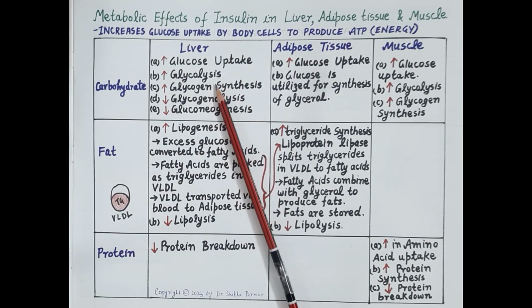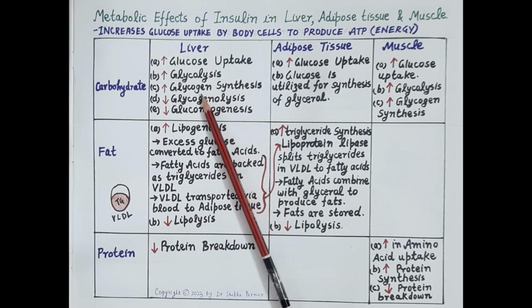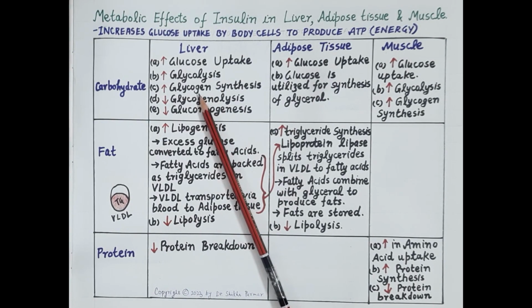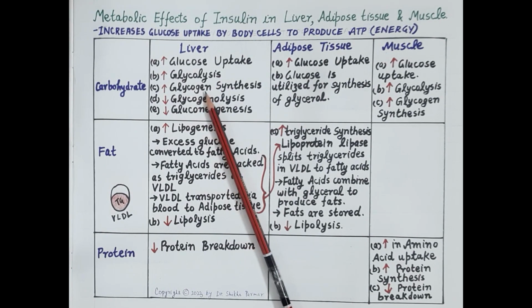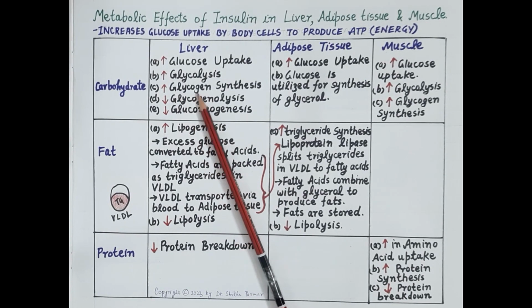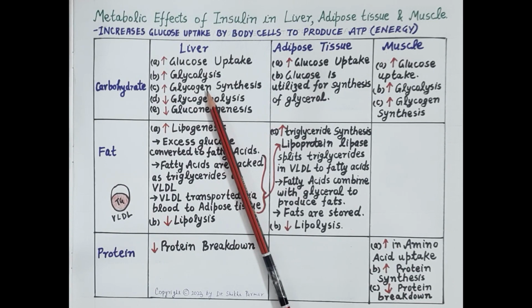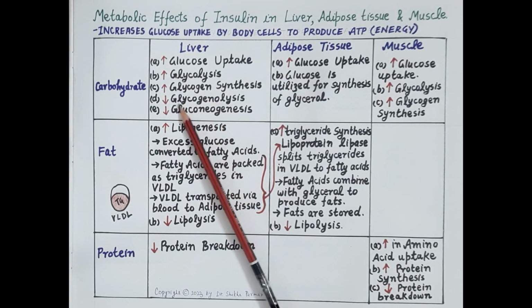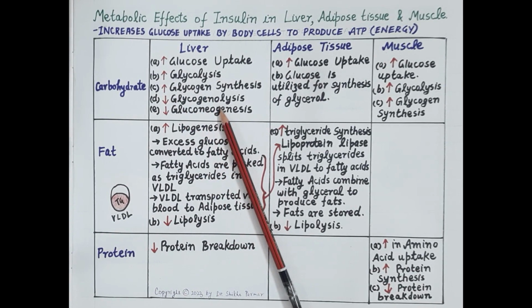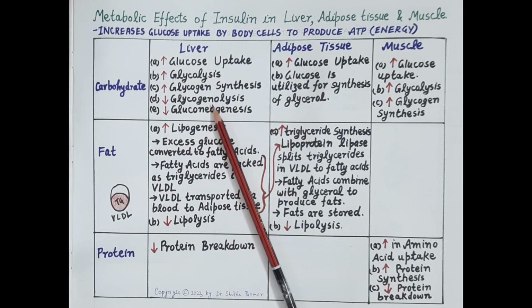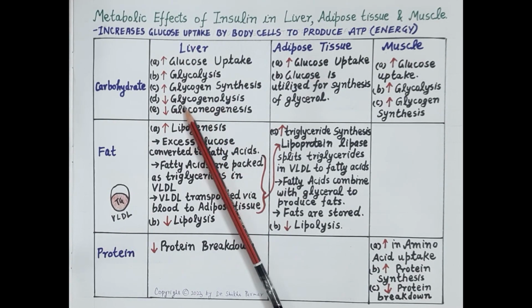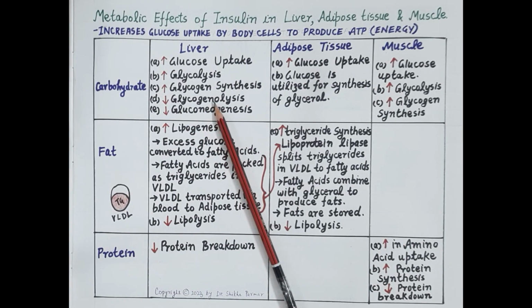Now, glycolysis increases and this glucose is utilized by the cells to produce energy. Excess glucose not utilized for the production of energy is stored immediately in the liver as glycogen. So, synthesis and storage of glycogen increases. Now, insulin inhibits the process of glycogenolysis. So, glycogen is not broken down. That means glycogen is not converted to glucose.